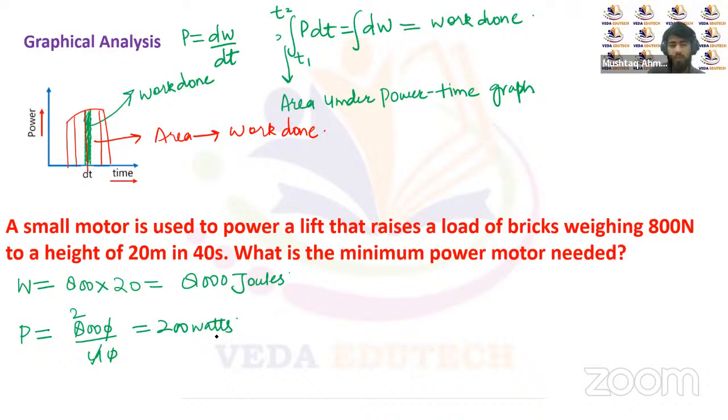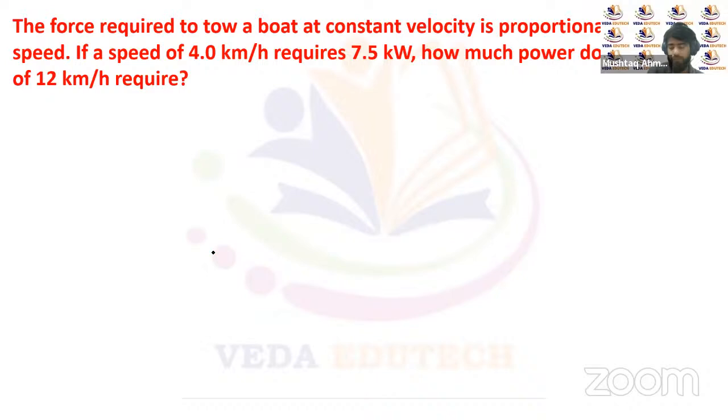So here the instantaneous power will be 200 watts and the average power will also be 200 watts, because we are moving slowly and steadily. It's not accelerating. It's going with a constant speed. So in this case, instantaneous power will be equal to average power, which will be equal to 200 watts.